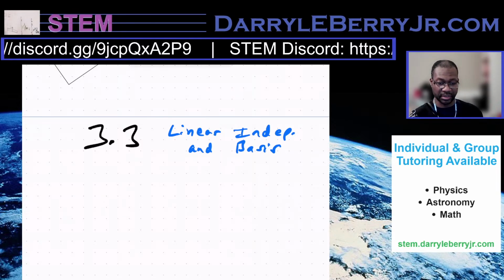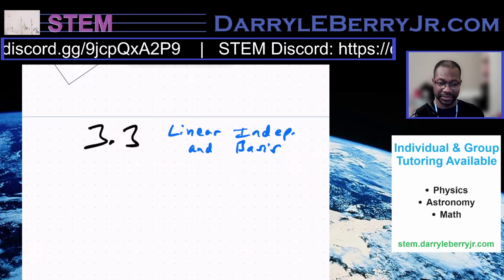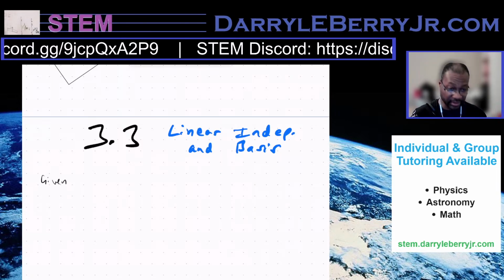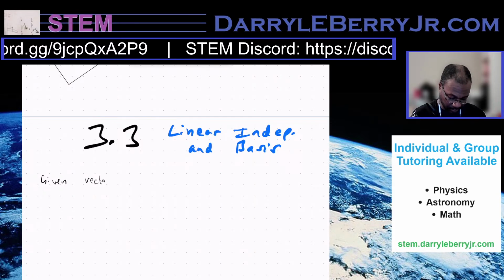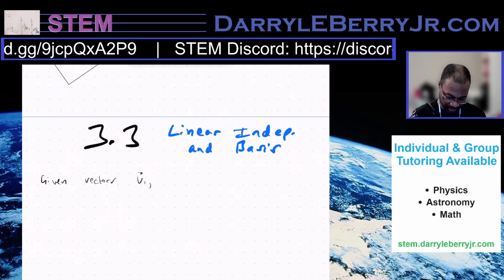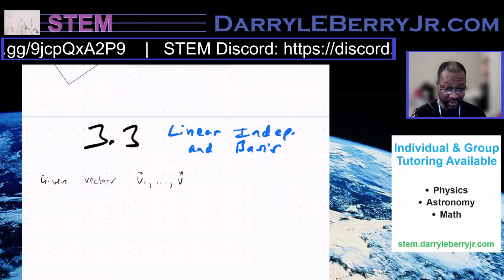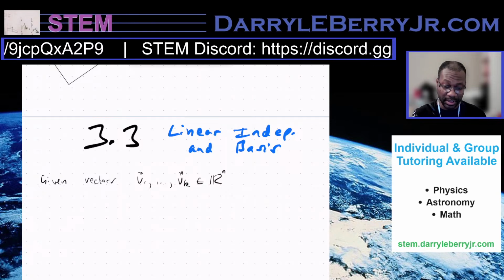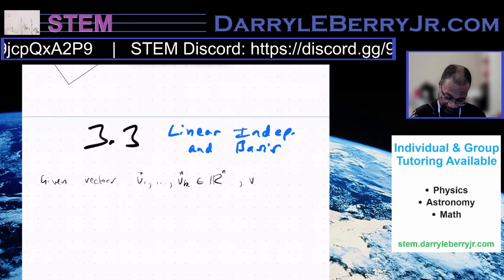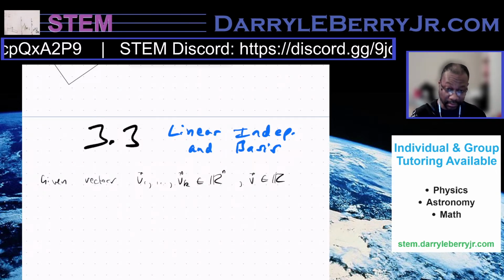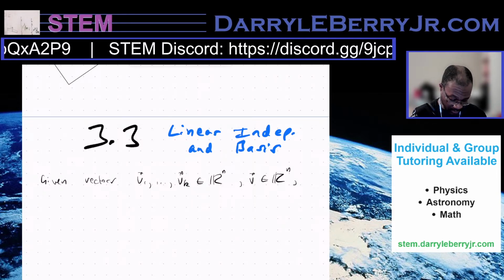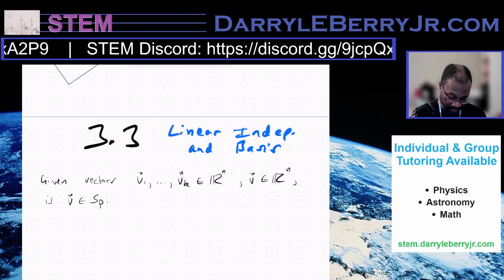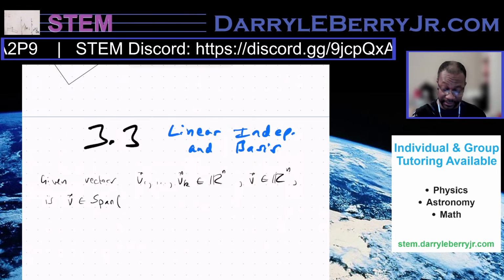In view of our discussion in the preceding section, it is natural to ask the following question. Given vectors v1 all the way through vk in R^n, and v also in R^n, is the vector v within the span of these vectors?